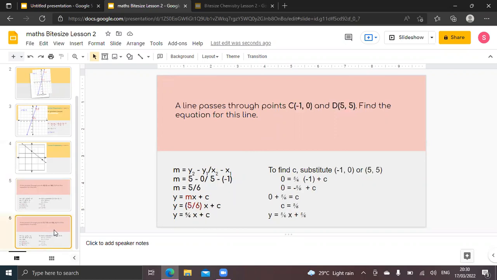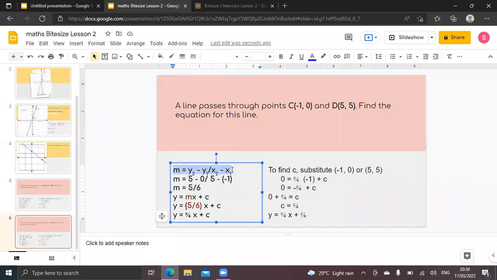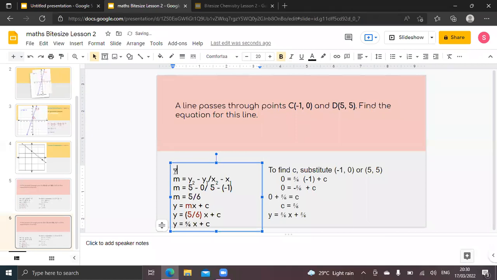Just one second. I think I'll use this example, because I already enhanced it. Let's use this: a line passes through points C(-1, 0) and D(5, 5). Find the equation for this line. So first of all, what do I need to do? I'm just going to highlight this. This is the skeleton again, remember? The skeleton is y equals mx plus c. Small y, yeah? Not the big Y.